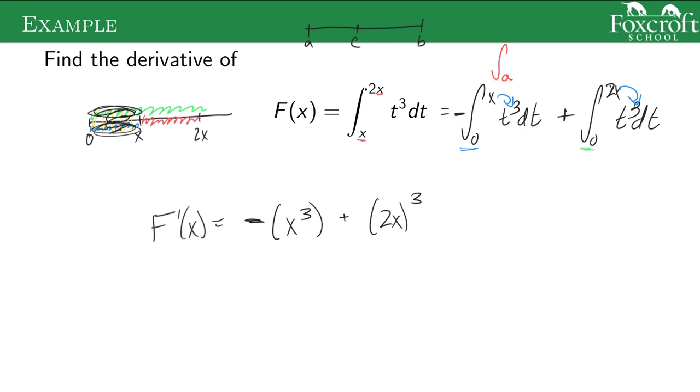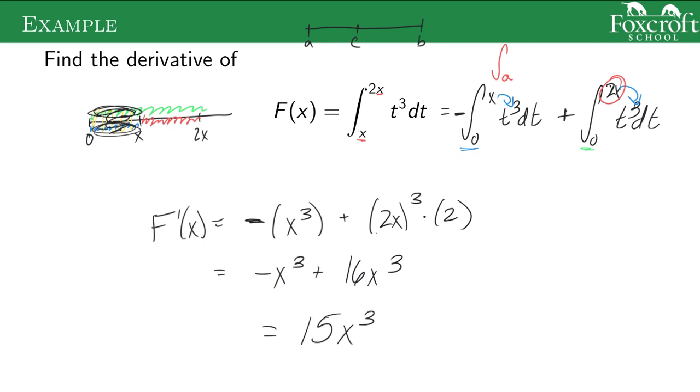I have to remember, since it wasn't just a single x up here, I have to multiply by its derivative, which is just 2. All right, so now we'll just do a little bit of simplifying. Negative x cubed. It's going to be 8x cubed times 2, which is 16x cubed. My final answer is 15x cubed.